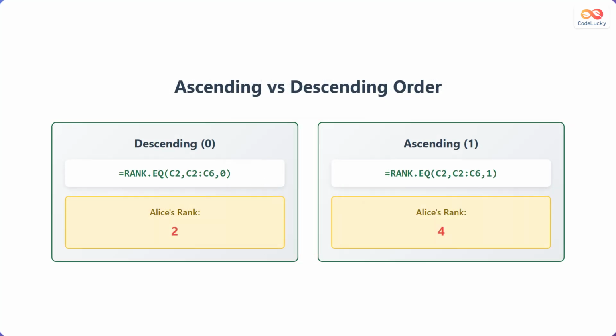Let's compare the results of using descending versus ascending order in the RANK.EQ function. When we use the formula equals RANK.EQ, open parenthesis, C2, comma, C2 colon C6, comma, 0, close parenthesis, which is descending order, Alice's rank is 2. However, when we use the formula equals RANK.EQ, open parenthesis, C2, comma, C2 colon C6, comma, 1, close parenthesis for ascending order, Alice's rank is 4. This demonstrates how the order parameter affects the ranking outcome.